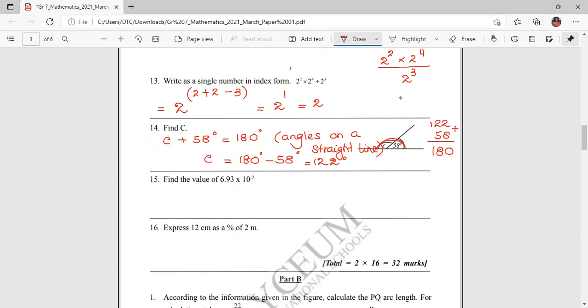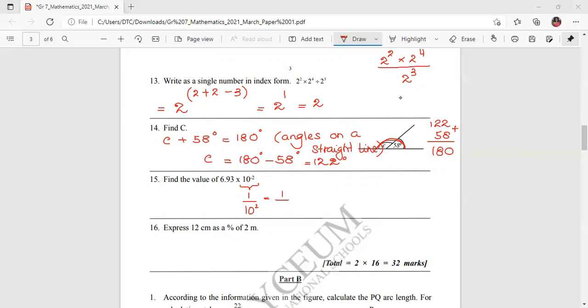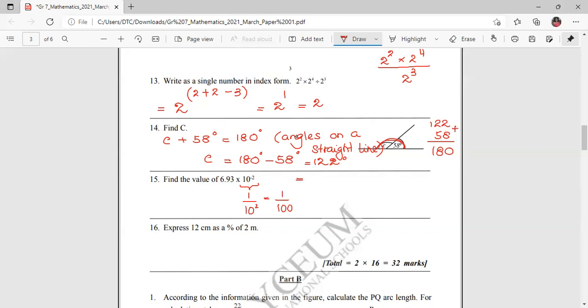Then we want to find this value. Children, can you remember? This is your first lesson. 10 to the power -2. How can you write it? 1 over 10 to the power 2. Okay? 1 over 10 to the power 2. Another way we can write it is 1 over 100. 1 over 100, right?